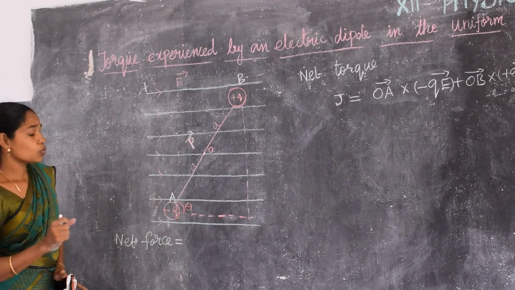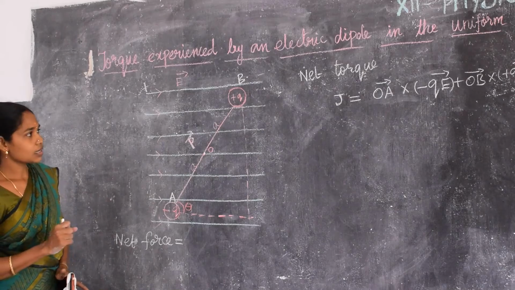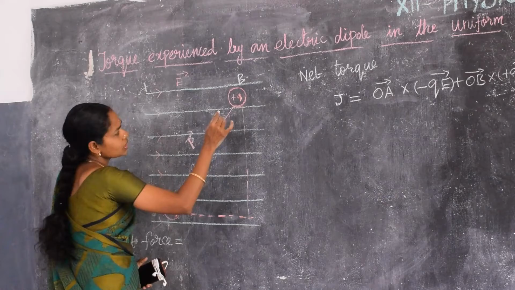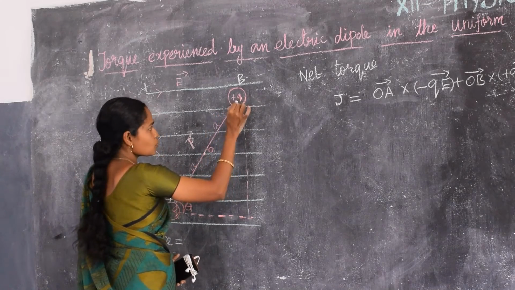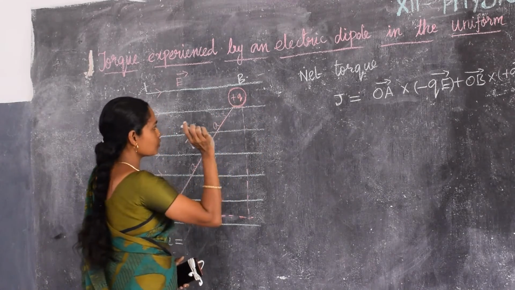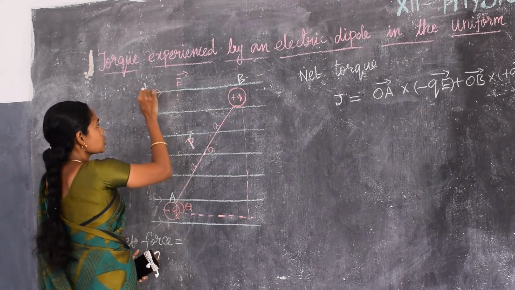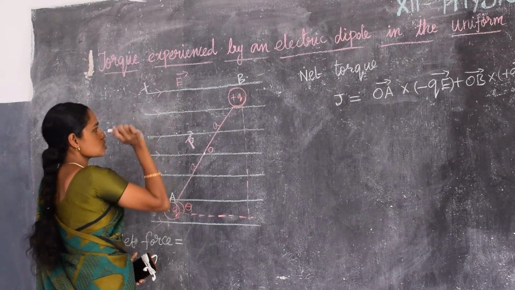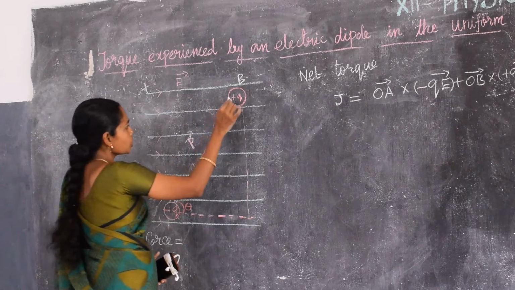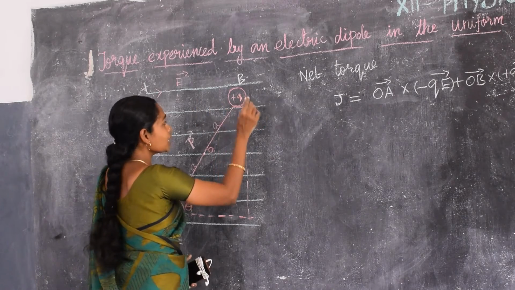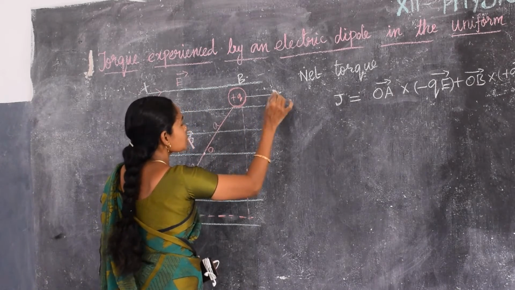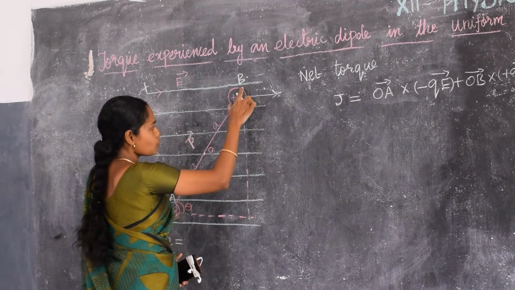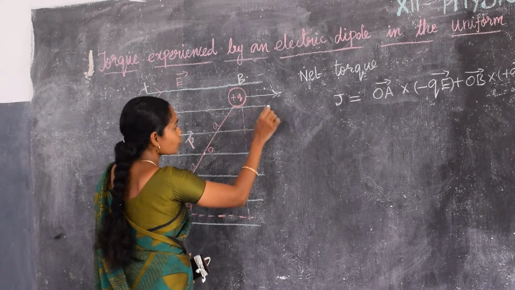Now we have to calculate what is the net force and what is the net torque. First we go for net force. Here in plus Q charge, the force is acting in the direction of electric field. Why? Because here positive charge. We know electric field lines should go away from the positive charge. So here also positive, here also positive charge. So it will repel each other. So the force will repel this direction. In plus Q charge, the force is acting in the direction of electric field.